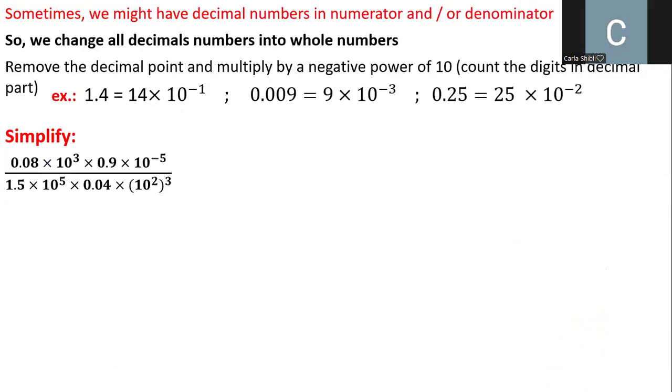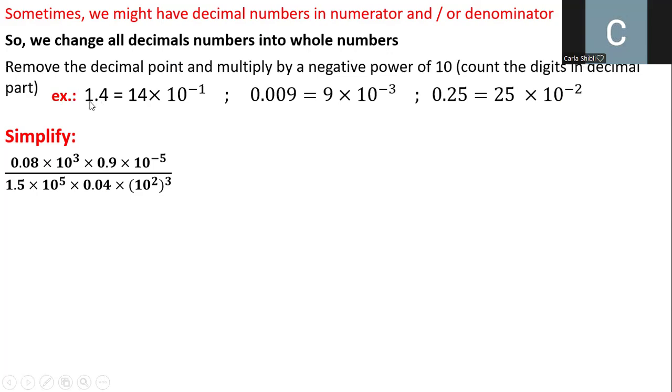Sometimes we might have a decimal number in the numerator or in the denominator. So first, whenever you see decimal numbers, you should change decimal numbers into whole numbers. How do we do this? We remove the decimal point and we always multiply by a power of 10. We count the digits in the decimal part.